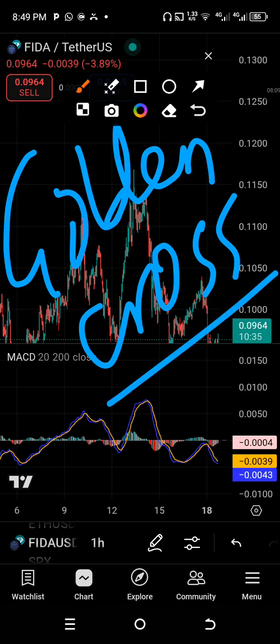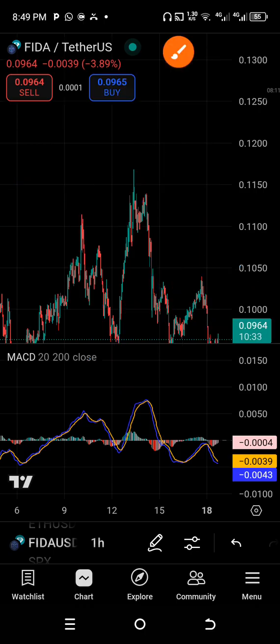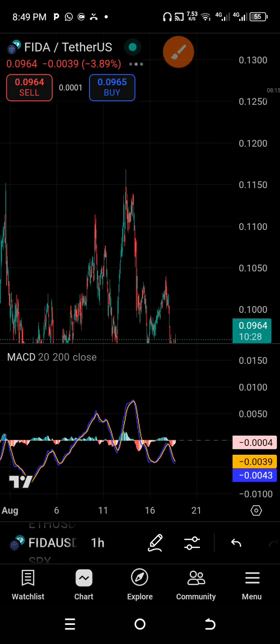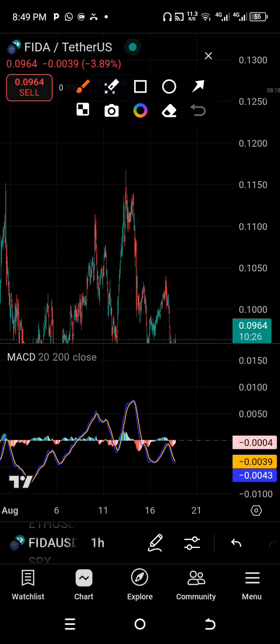Now when the market forms a golden cross, it means the market is going to go in the uptrend. It's going to go up. Now this MACD has a line in the middle. This line is called the zero line.